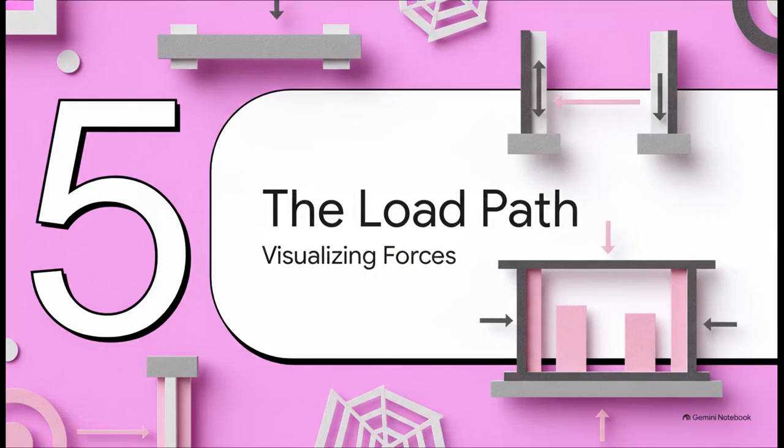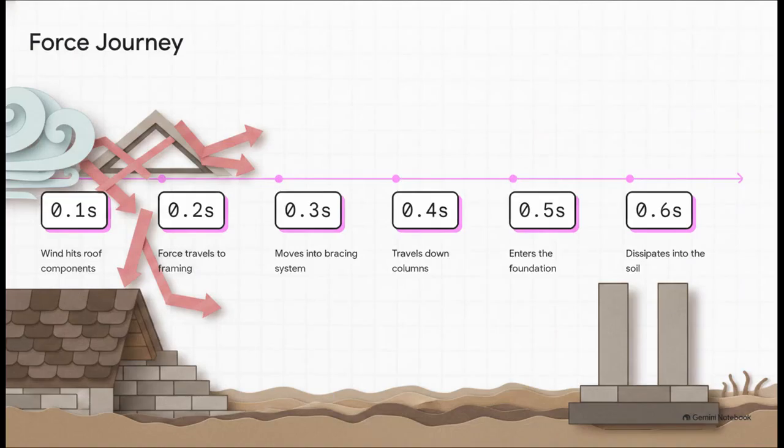All right, let's move to Section 5, the structural load path. This is arguably the absolute most important conceptual takeaway of this entire explainer: how structural forces actually physically travel. If a huge gust of wind hits a roof, that force doesn't just magically vanish, right? It hits the roof components, it travels into the framing, it moves into your bracing systems or diaphragms, transfers down the columns and walls, hits the foundation, and finally dissipates right into the soil. The overarching lesson here? Memorizing codes is practically useless if you can't vividly visualize this structural behavior in your mind's eye.